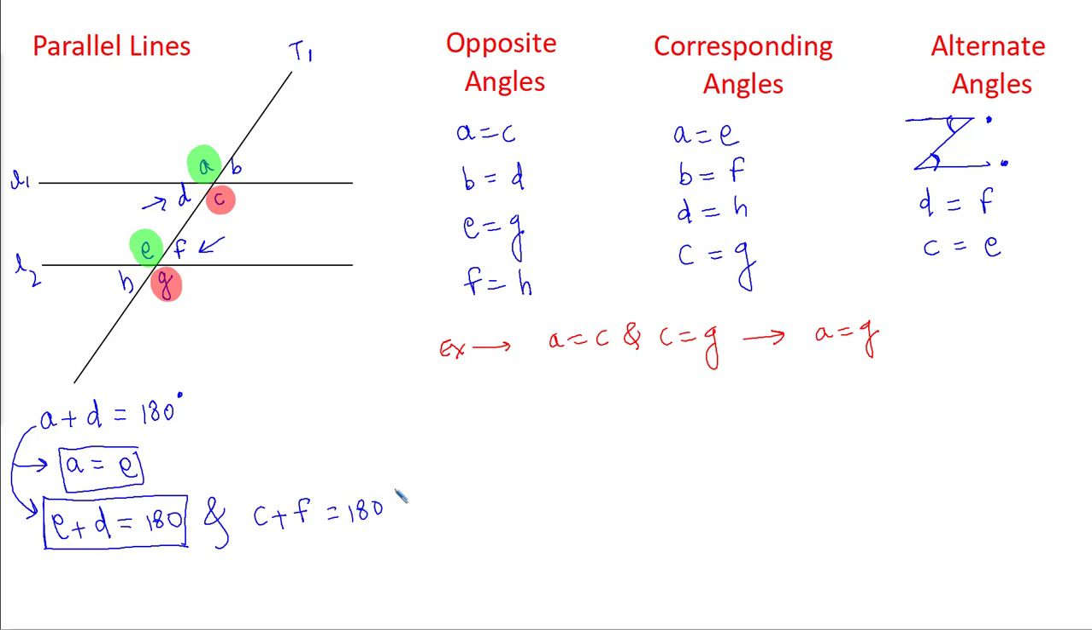180 degrees. So from this what we can remember is that the sum of two interior angles formed by two parallel lines and one transversal on the same side is equal to 180 degrees. Let me repeat this part again. What I said earlier: the sum of two interior angles formed by two parallel lines and one transversal on the same side is equal to 180 degrees.